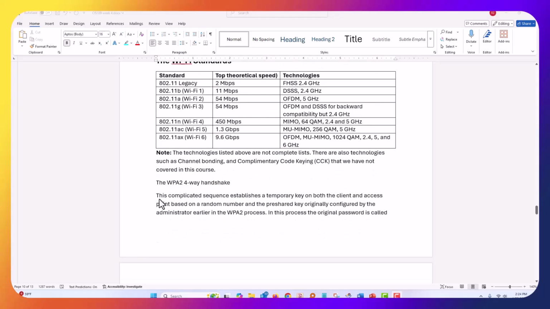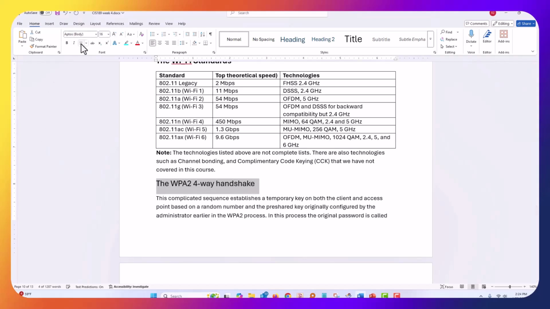All right, next we're going to cover something called the WPA2 four-way handshake, and I should have made that a title. So we're going to cover the WPA2 four-way handshake next.